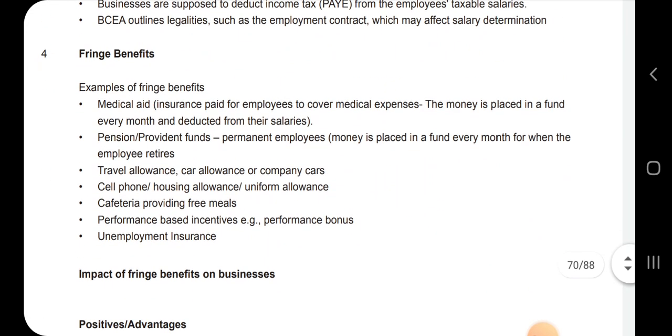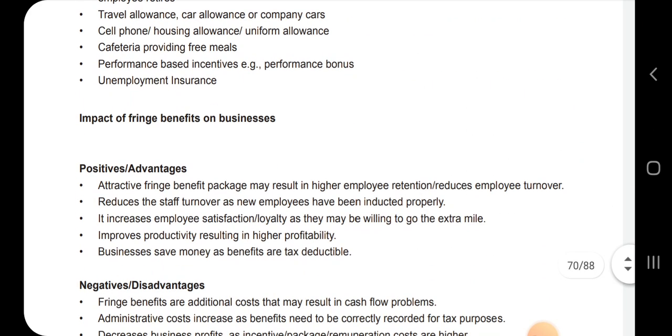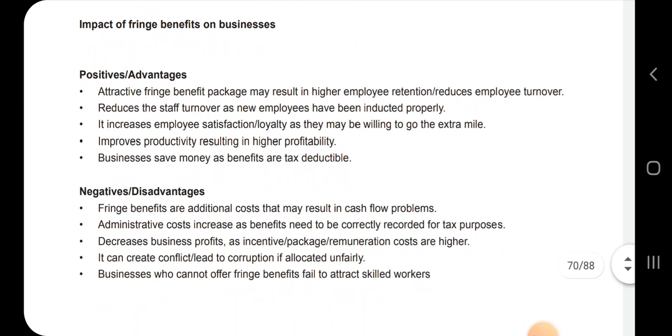Fringe benefits. Examples of fringe benefits are medical aid, pension, provident fund, travel allowance. The company says, hey, you can have a travel allowance, you get a company car, or a cell phone, or a housing allowance, uniform allowance, catering, providing free meals. So these are fringe benefits: anything you get from the company that benefits you outside of your salary.